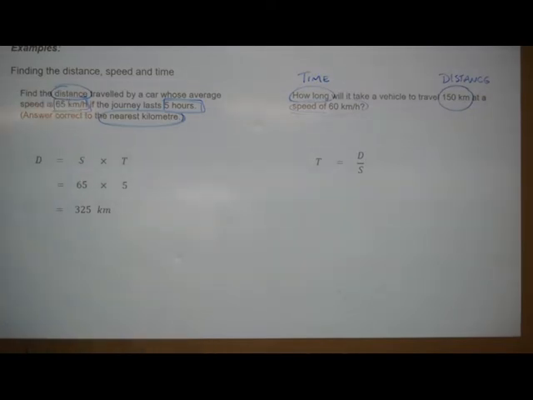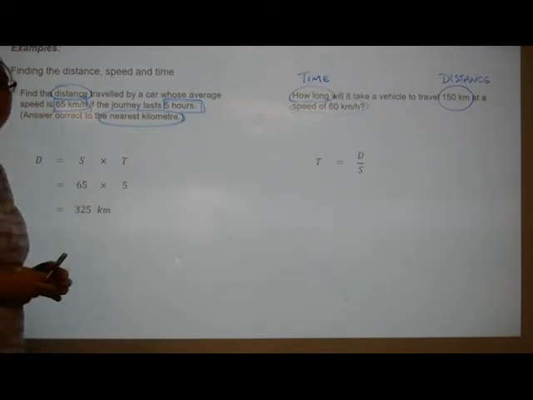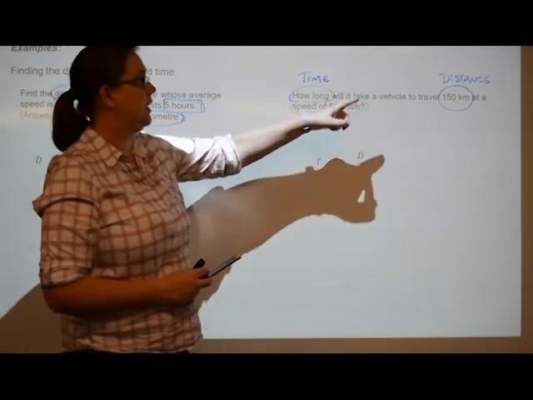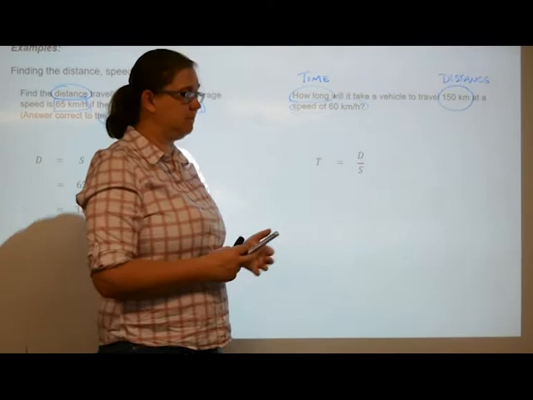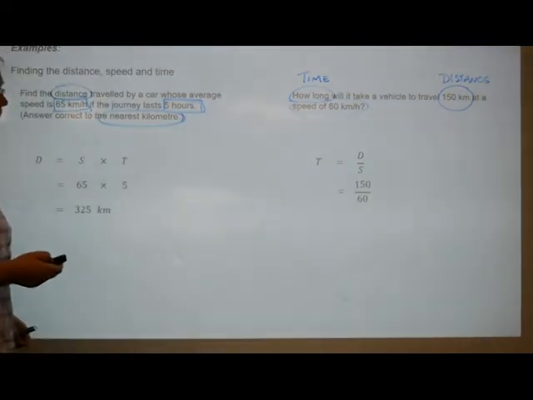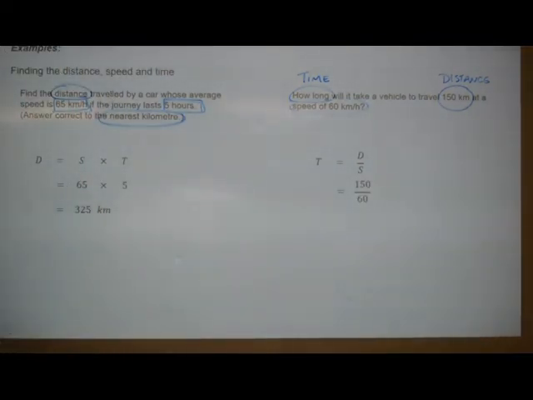What's the next bit? Substitute in. What am I going to substitute for where? It's going to be 150 over 60 because it's distance over the speed. Now what? Evaluate.